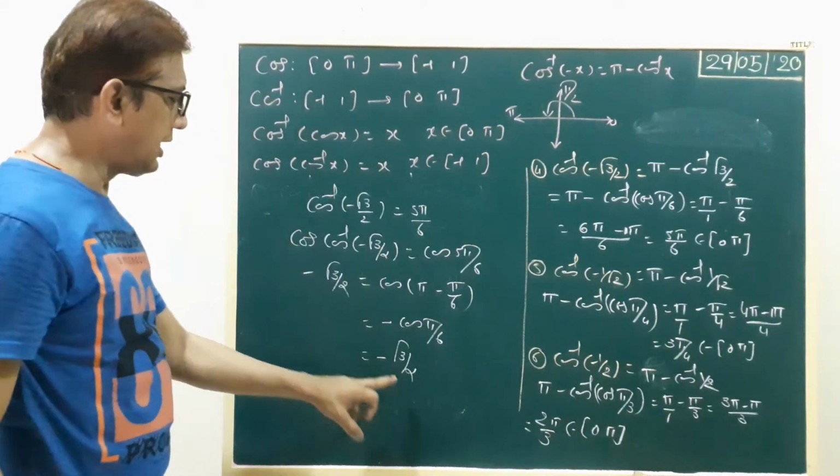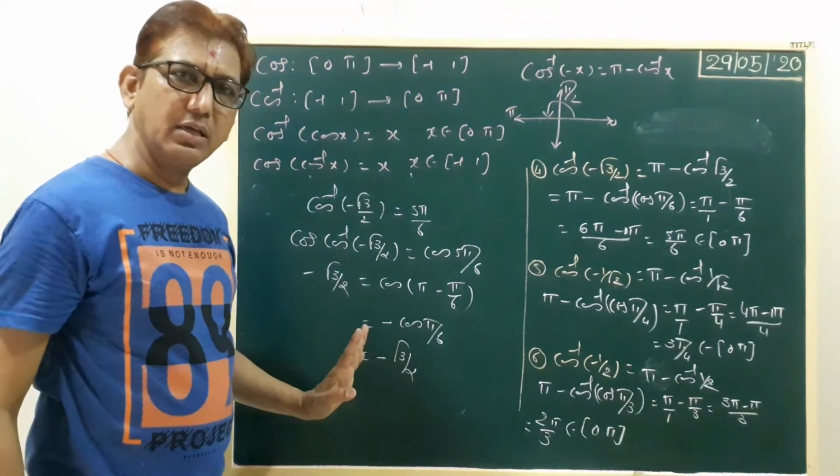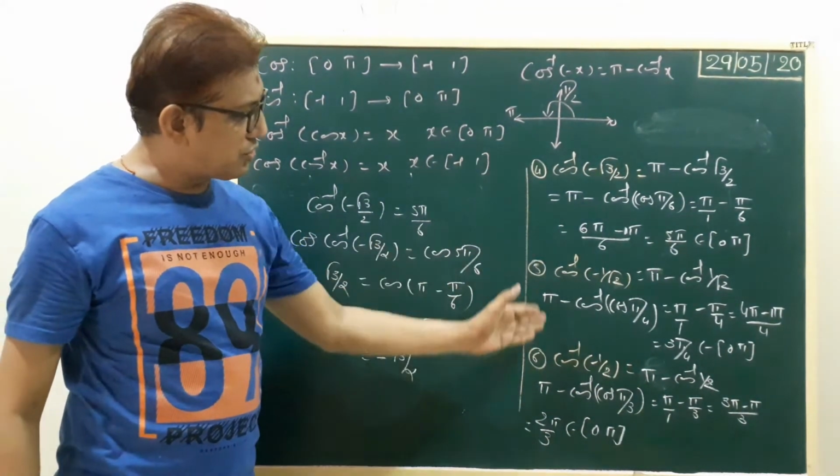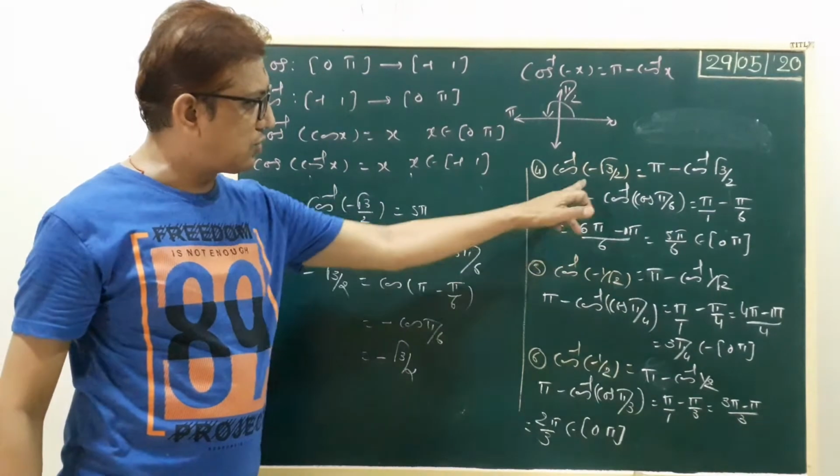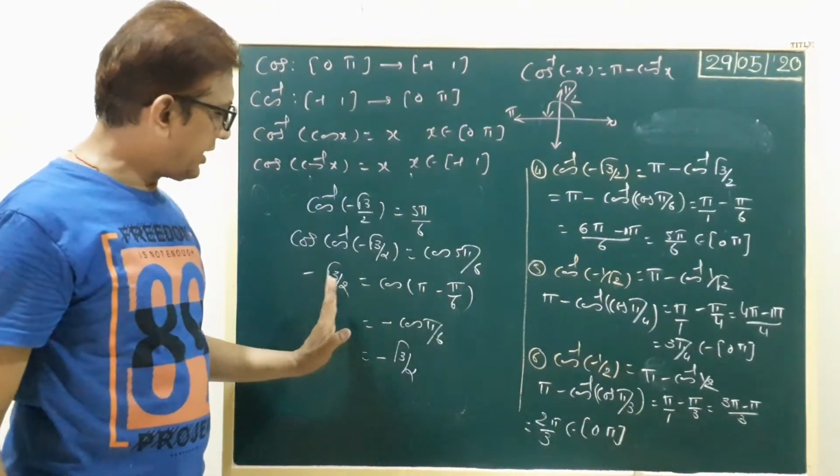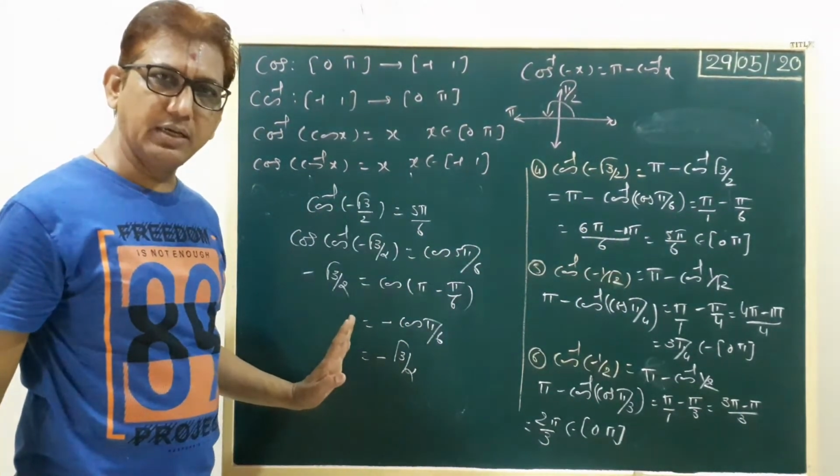You can see that LHS and RHS are equal. Clear? In your examination, you can also verify any sum of the negative angle with this method. Okay? Clear?